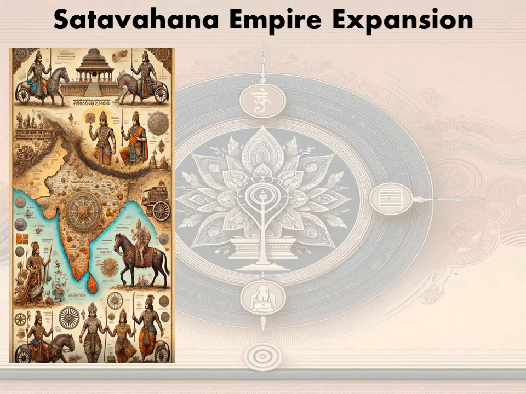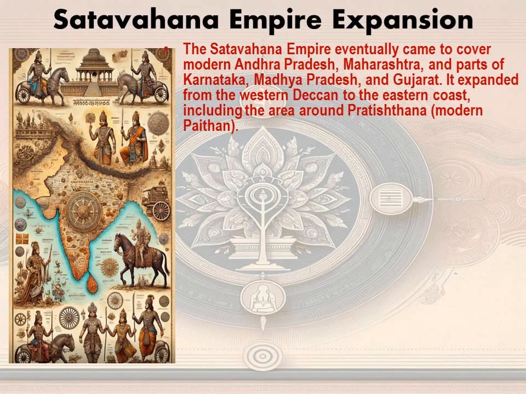Now, Satavahana Empire expansion. So, we came to know about how the empire was founded. Now, we will know how it was expanded to different parts of the Indian subcontinent. The Satavahana Empire eventually came to cover modern Andhra Pradesh, Maharashtra, and parts of Karnataka, Madhya Pradesh, and Gujarat. It expanded from western Deccan to the eastern coast, including the area around Pratisthana, modern Paithan. So this is the area up to which it had gone, and the areas which were under the Satavahana Empire are Andhra Pradesh, Maharashtra, parts of Karnataka, Madhya Pradesh, and Gujarat.